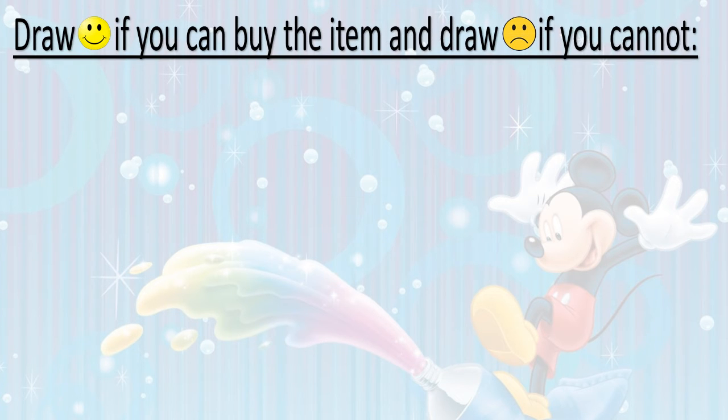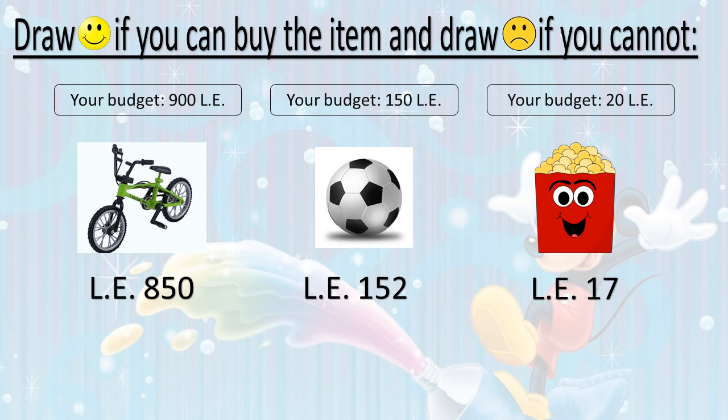Here, draw a happy face if you can buy the item and draw a sad face if you cannot buy the item. If your budget is 900 Egyptian pound. First, what is the meaning of a budget? A budget is a plan for how much money you can spend. For example, if you want to buy something, you need to compare the price of this thing with your budget, the money in your wallet. If the price of this item is less than your budget, that means you can buy the item.